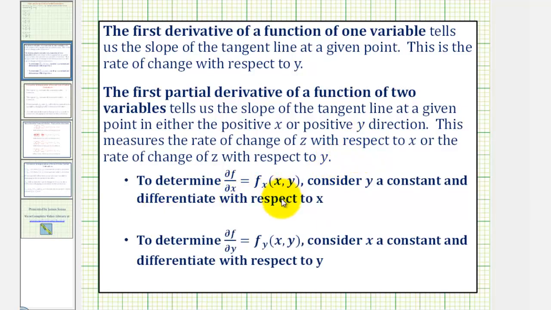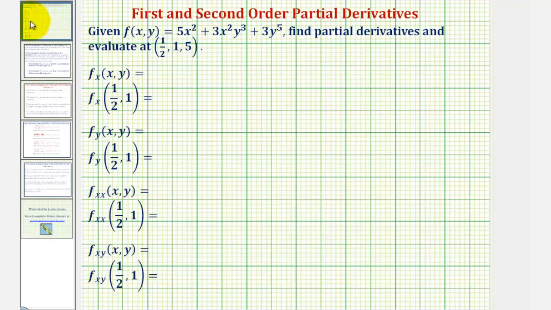To determine the partial derivative with respect to x, we consider y a constant and differentiate with respect to x. To determine the partial derivative with respect to y, we consider x a constant and differentiate with respect to y. So going back to our example, we'll begin by determining the partial derivative with respect to x. So we'll differentiate each term with respect to x, treating y as a constant.